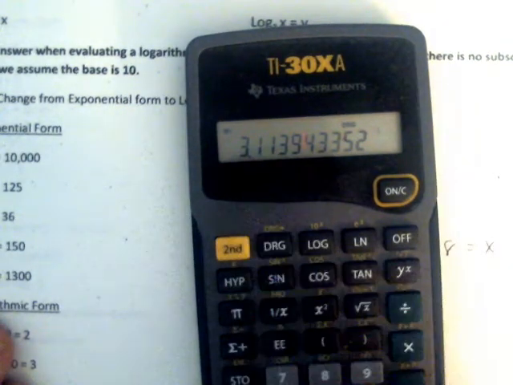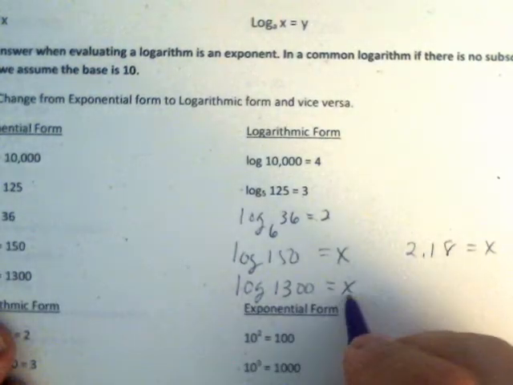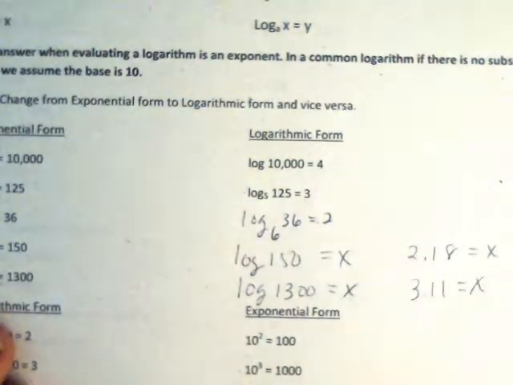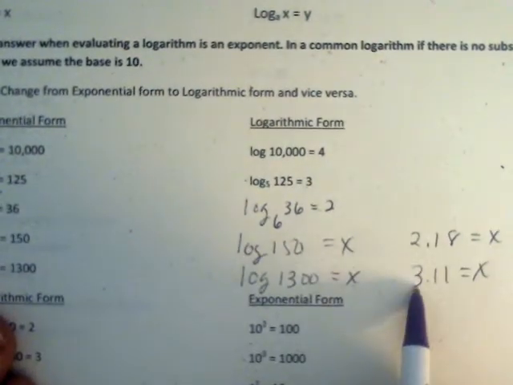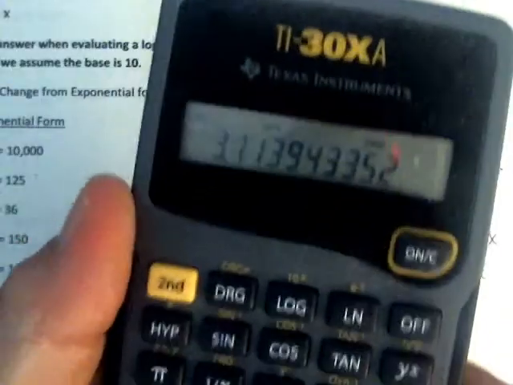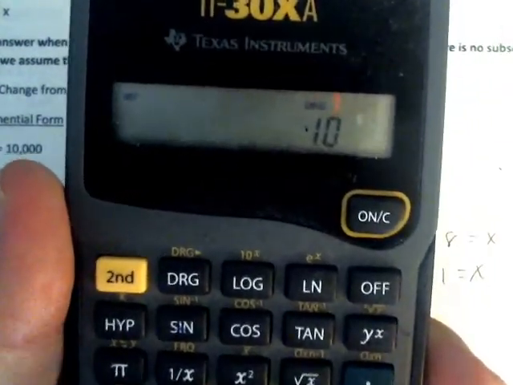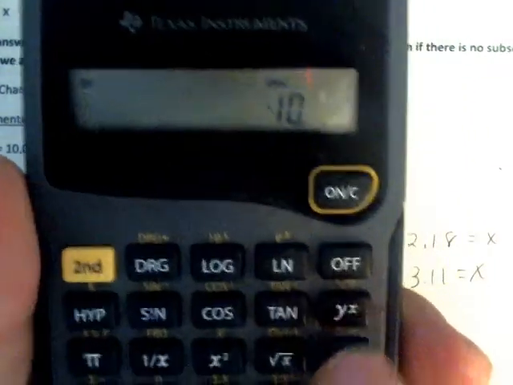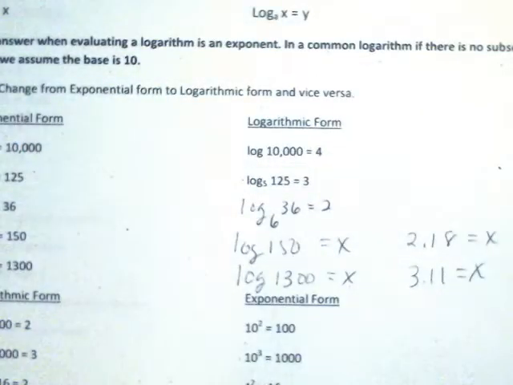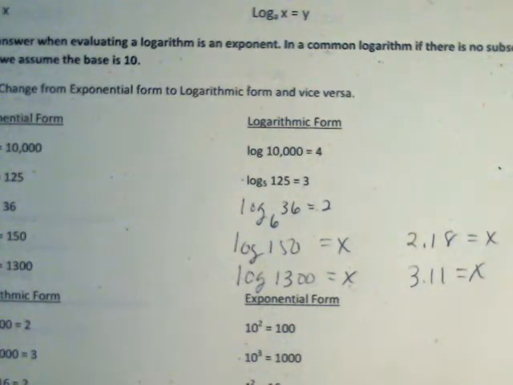So, in this case, my exponent is 3.11. Okay? So what I'm saying is 10 to the 3.11 power should give me 1300. So if I do 10 to the x, 3.11, I get 1,288, and because we rounded, it's not going to be exact. So that's the difference. When you start rounding exponents, things do change a little.